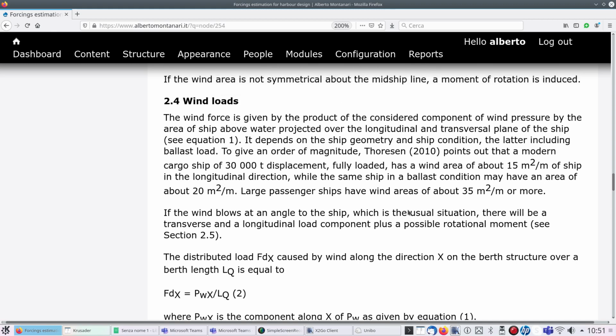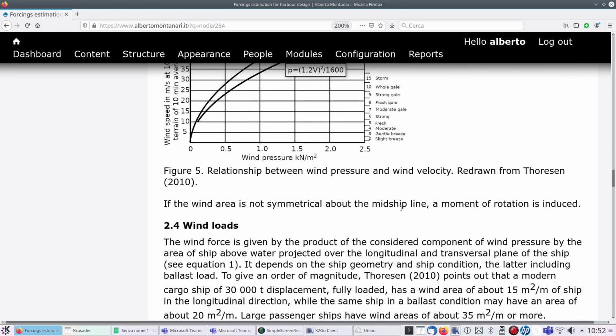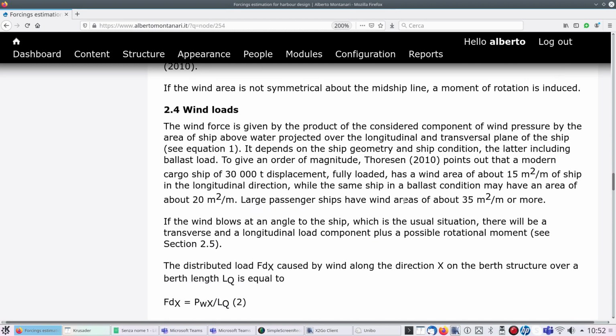Okay, now let's compute the load, because so far we computed the wind pressure and wind force, but what is the load which is induced by the ship exposed to wind to the moorings? This is what I want to discuss now. So what is the load that is transmitted by the ship exposed to wind to the berth structure? This is what I want to discuss now.